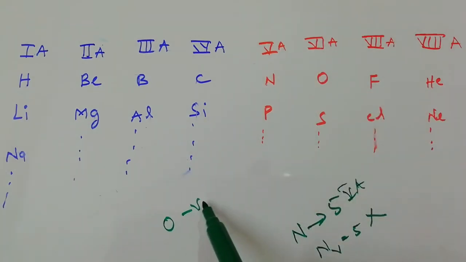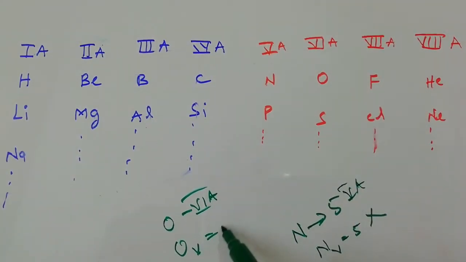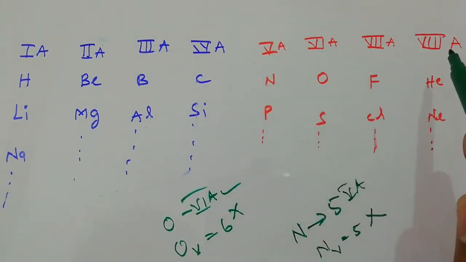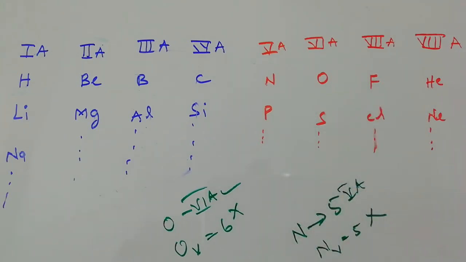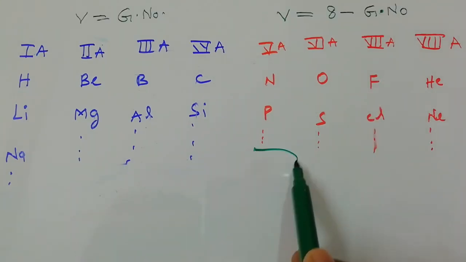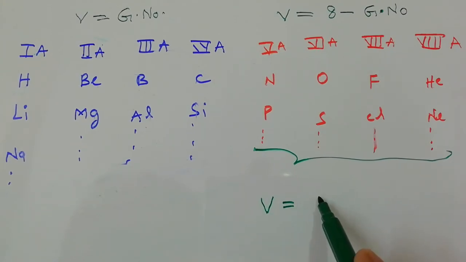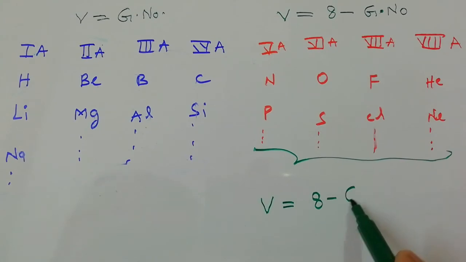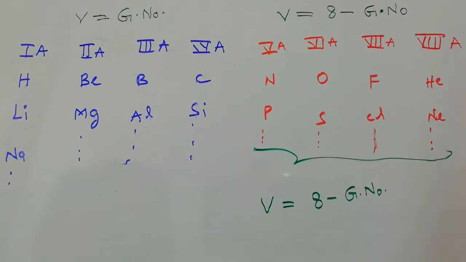Similarly, oxygen belongs to what? Oxygen belongs to 6th A group, right? Here you can see oxygen belongs to 6th A group, but oxygen valency is not 6, it is different. Here from 5th A group to 8th A group we need to do a little operation like a subtraction to identify the valency of nitrogen, oxygen, and so on. So in this case, V stands for valency. Valency is equal to 8 minus the group number of the particular element for which we are going to calculate the valency.